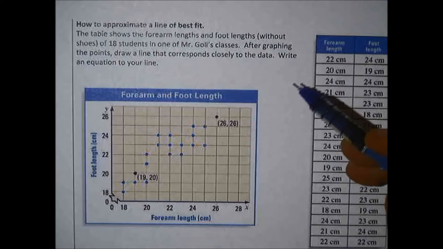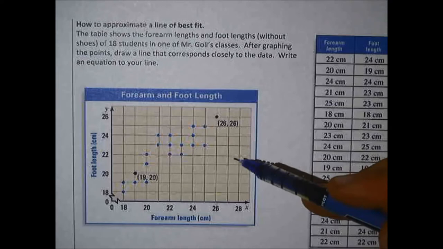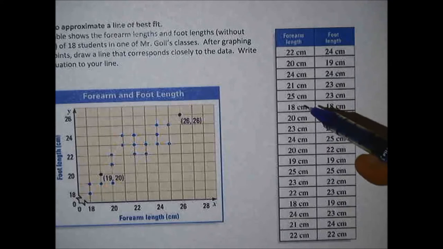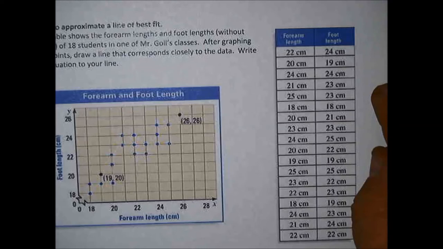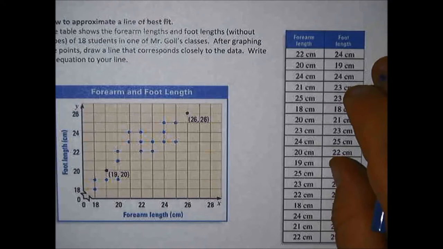It says after graphing the points. Well, that's already done, so we already have all the points graphed. These are the points over here. You can definitely look at those if you want to, and we're actually going to use some of those at one point. But let's see what we have here. I want to draw the line that most closely resembles the trend of the data. So I want to draw a best fit line, and I want to write the equation of that line.